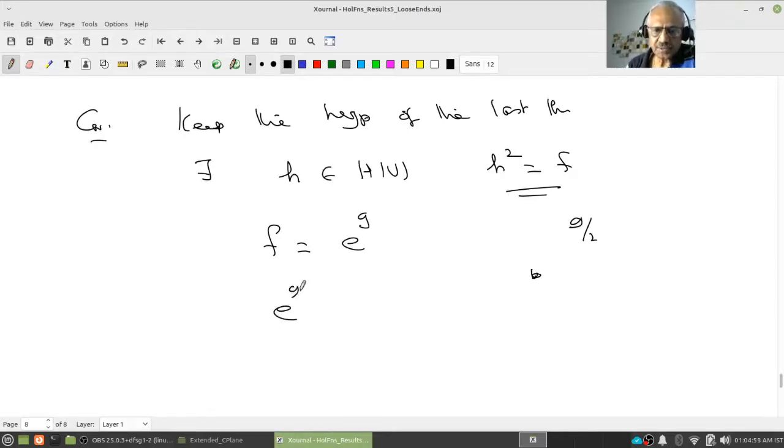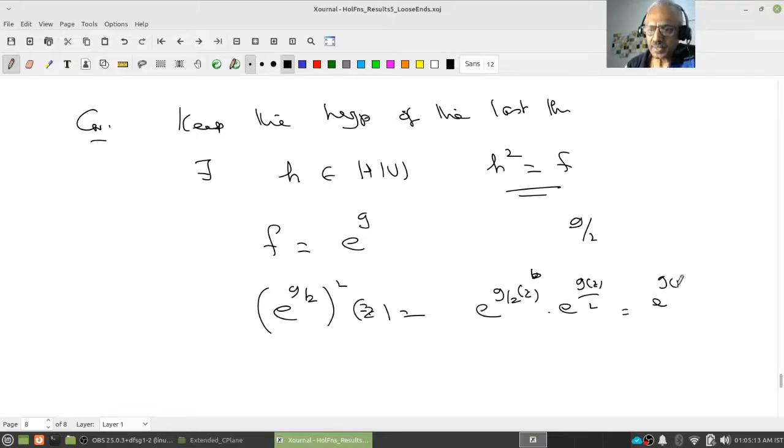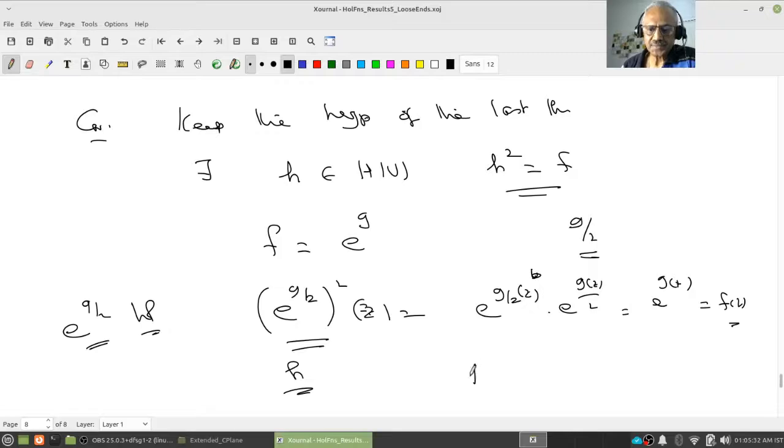Consider the function e power g by 2. What is its square at any z? By definition it is e power g by 2 of z, into e power g of z by 2, that is e power g of z, which is f of z. Therefore this is the h I wanted, and this will be holomorphic because e power g by 2 is holomorphic, and its square is f. So the square root exists.